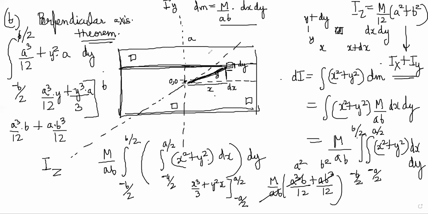My variation right now was only in that plane. I did a dx dy. If it had thickness, I would have to vary dz also, and that would be too difficult. So what are the restrictions on the perpendicular axis theorem? It works only on planar bodies.